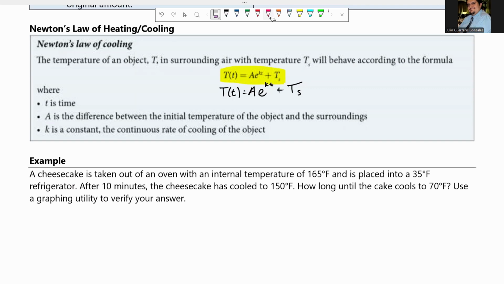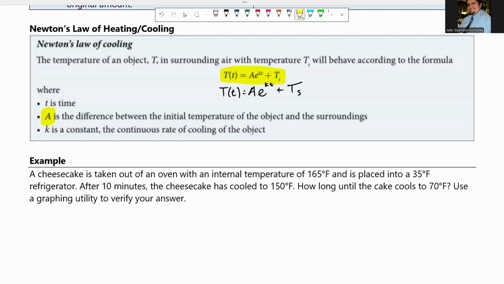The thing that people tend to mess up on is that A. It's the difference between the initial temperature and the surrounding temperature. If something is heating up, then the initial temperature is going to be lower than the surrounding. And in reverse, if something is cooling down, the initial temperature is going to be really hot and the surrounding temperature is going to be very low. So that's going to be a positive one.